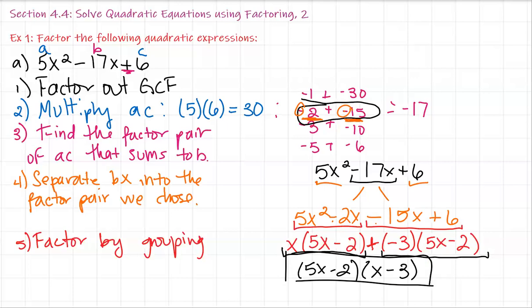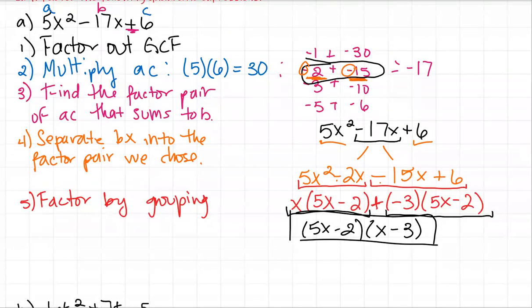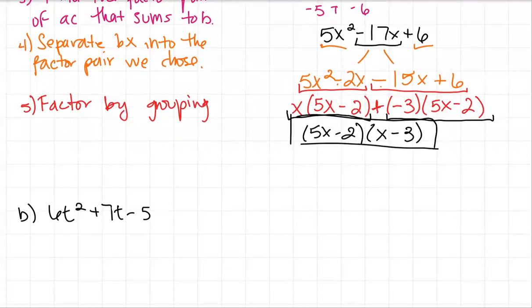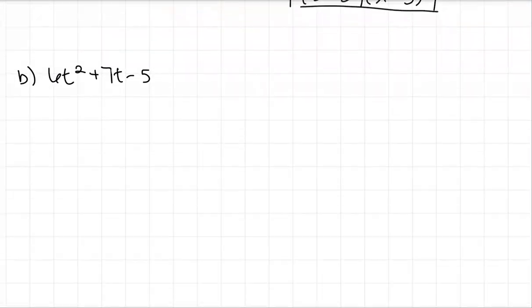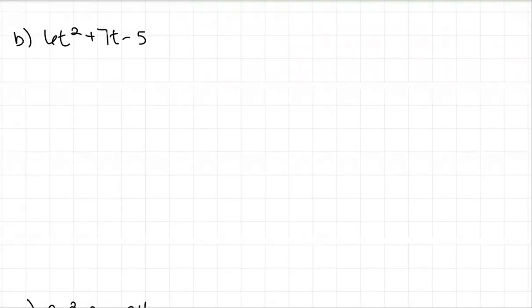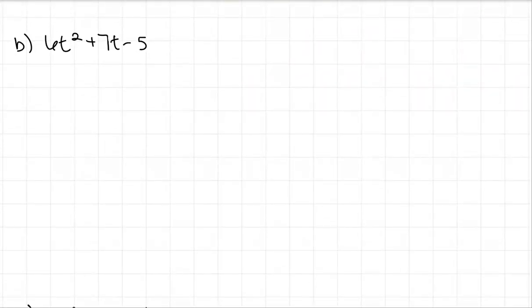Let's go ahead and do one more example together, just so you can try that out again. Okay. So 6t squared plus 7t minus 5. All right, let's go ahead and apply those steps. Our first step was to check for a GCF. There is no GCF, so we can skip that step.